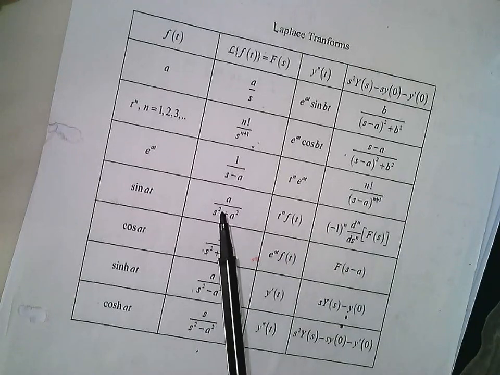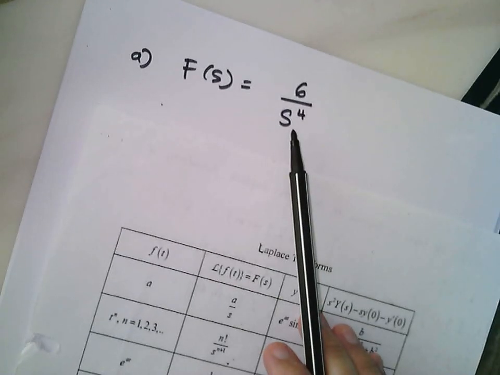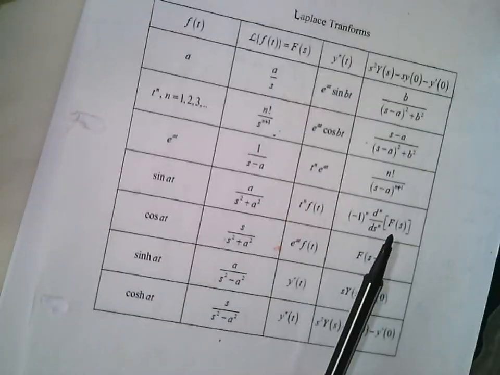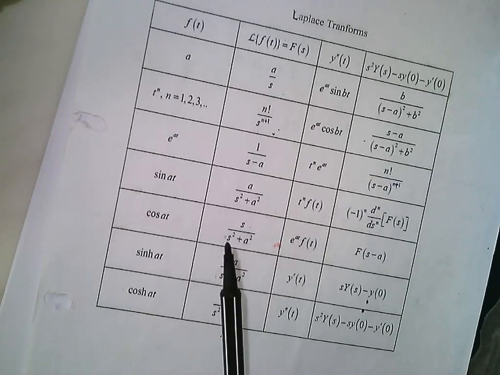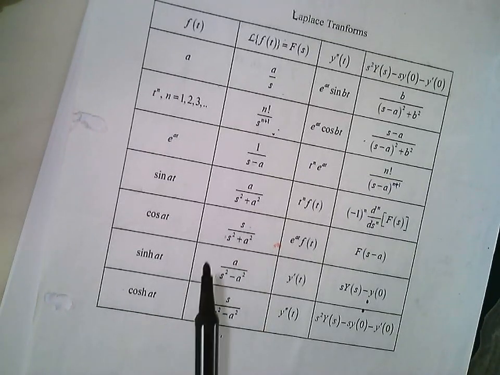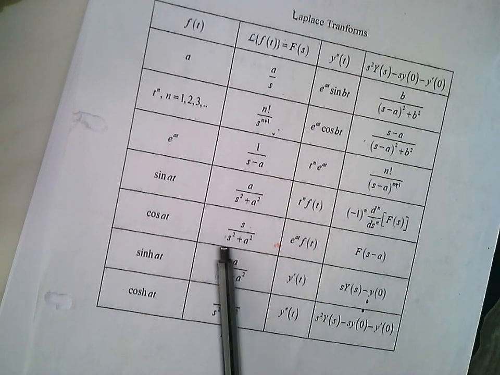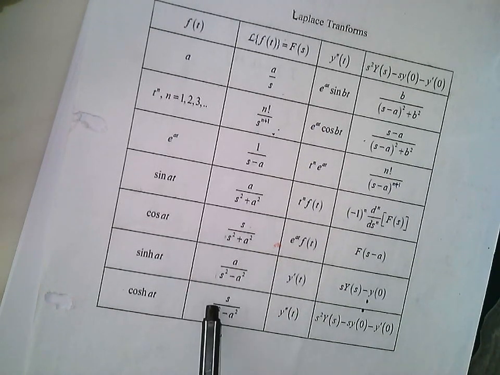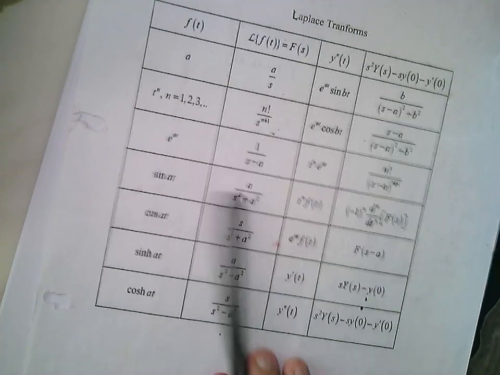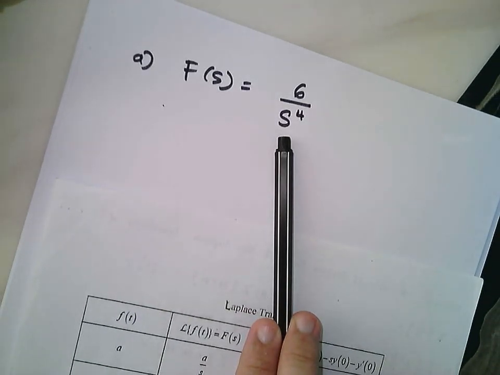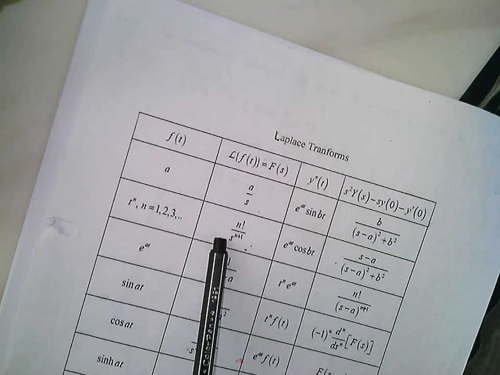Okay, so same goes for this one and this one. Although you have s to the power of n here, this one is s squared, and this one is also s squared. And as you can see here, for the denominator part, you have s squared plus a squared, and this one is s squared minus a squared. So you cannot choose this one or this one. Why? Because you just have the s term here, which is s to the power of 4. Okay, so that's why we are choosing the second one.